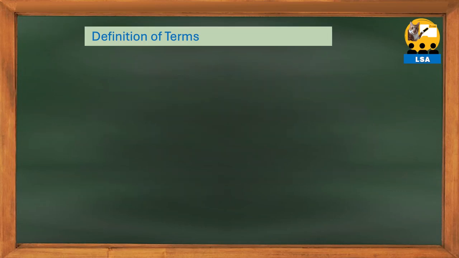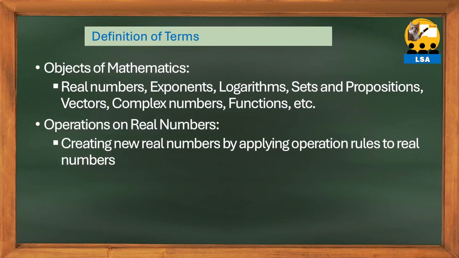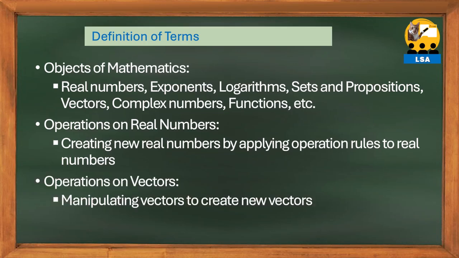The objects of mathematical operations include not only real numbers but also exponents, logarithms, sets and propositions, vectors, complex numbers, functions, derivatives and integrals, probability functions, and many more. You've probably heard all these terms at least once. If we take a real number and create a new real number according to given rules, we have performed an operation on a real number. If we manipulate a vector to create a new vector, we have performed a vector operation. We will gradually learn about these various mathematical objects as well.